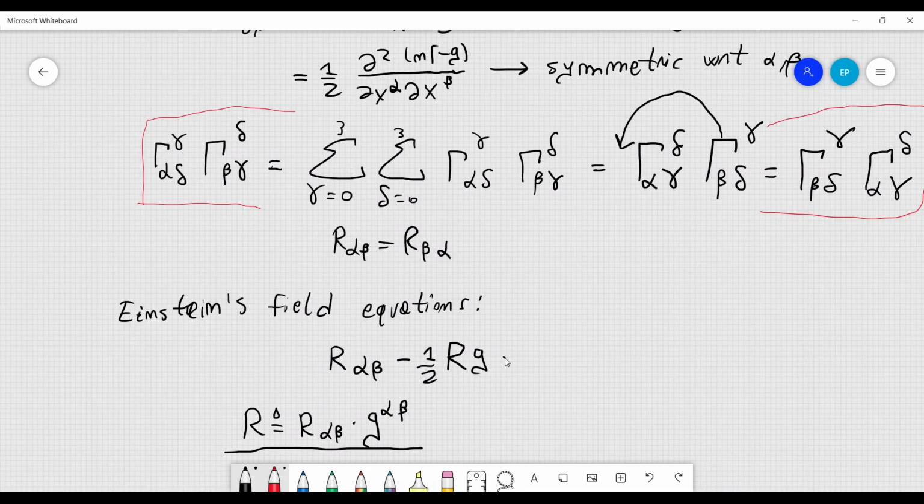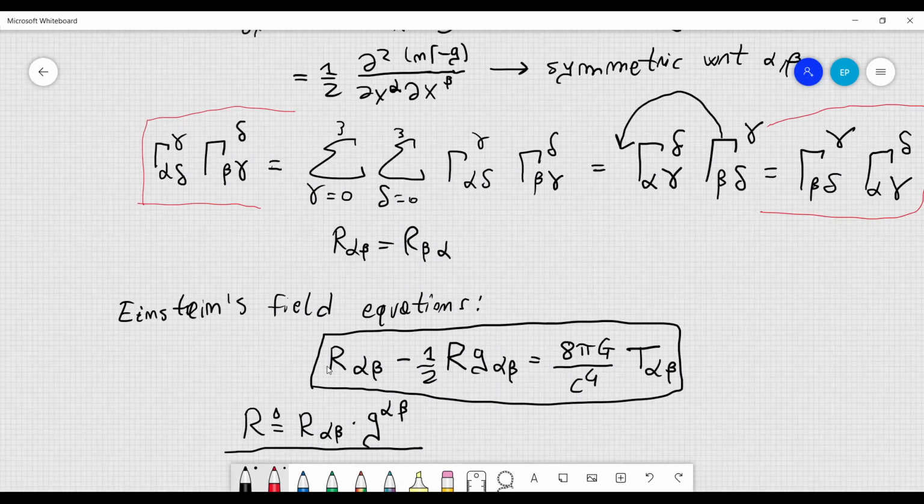Then here we have g alpha beta equal to 8 pi G, which is the gravitational constant, divided by the speed of light to the fourth power, c to the fourth, times the tensor T alpha beta. And if you recall, this tensor was the energy momentum tensor.